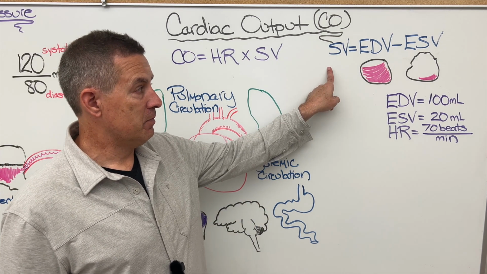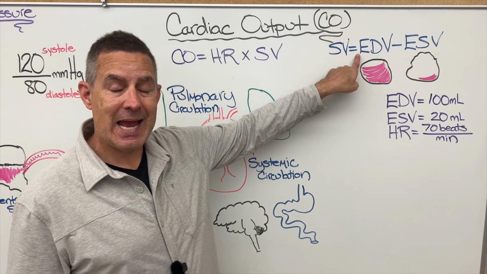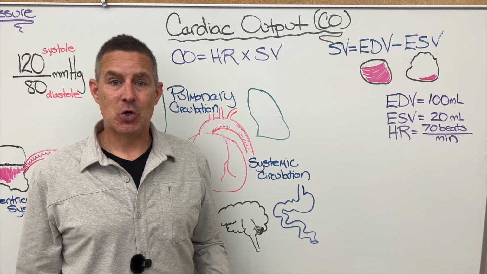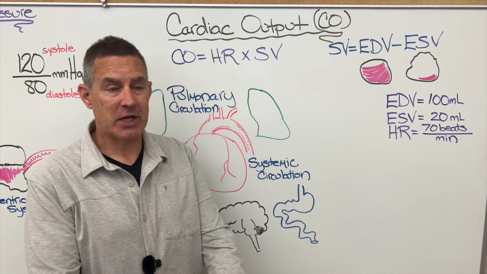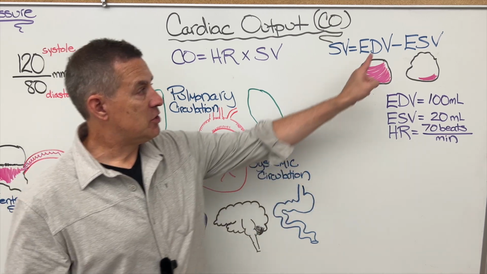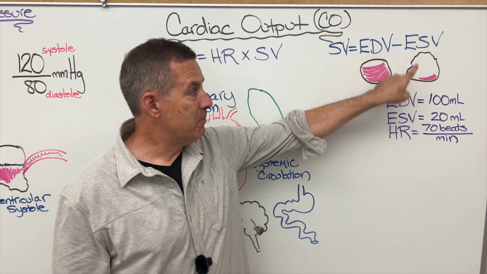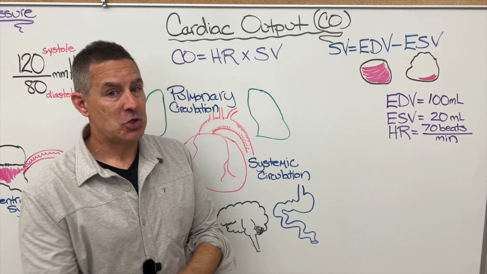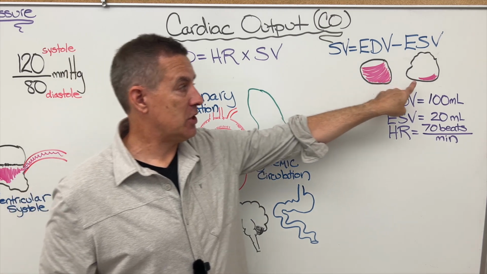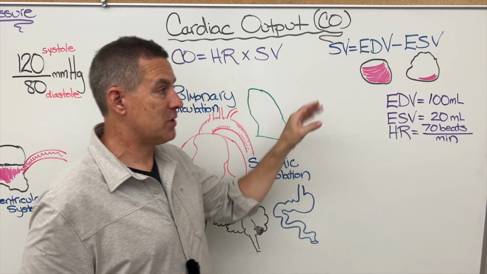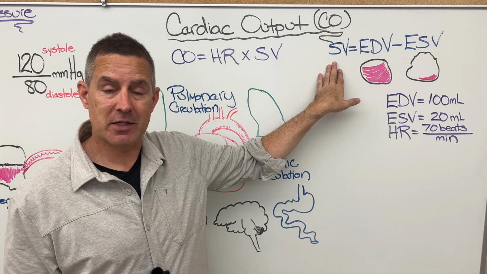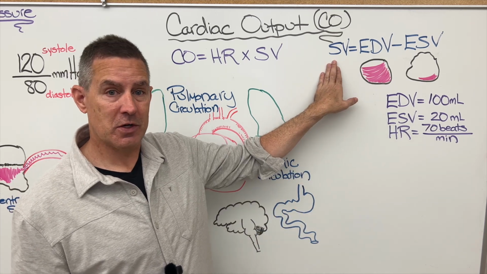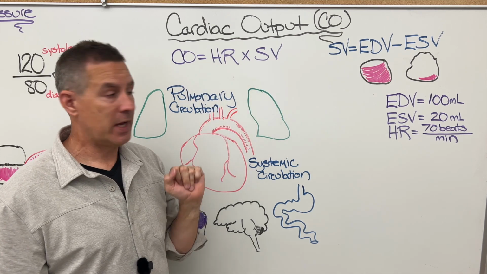Now, stroke volume is EDV, end diastolic volume, that is the volume of blood in the left ventricle immediately before contraction, and then subtract ESV, end systolic volume, that's the amount of blood remaining in the left ventricle immediately after contraction. Before contraction, after contraction, the difference represents how much has actually been ejected from the left ventricle after one contraction, otherwise known as stroke volume. Heart rate times stroke volume gives us cardiac output.